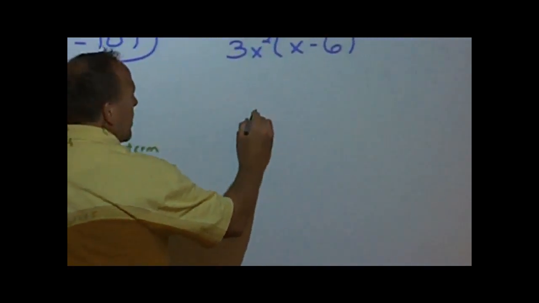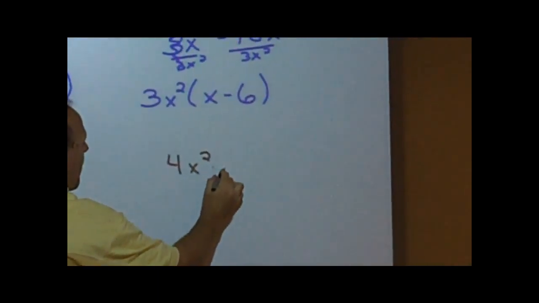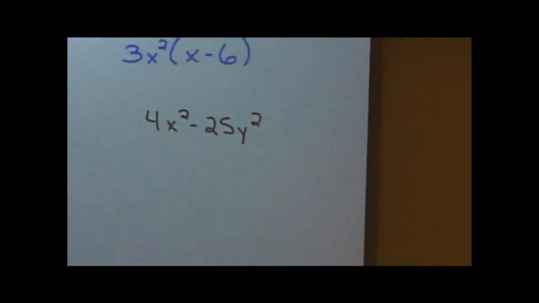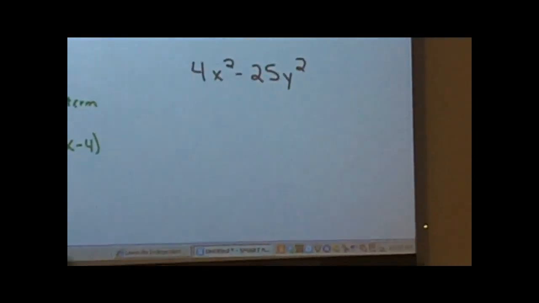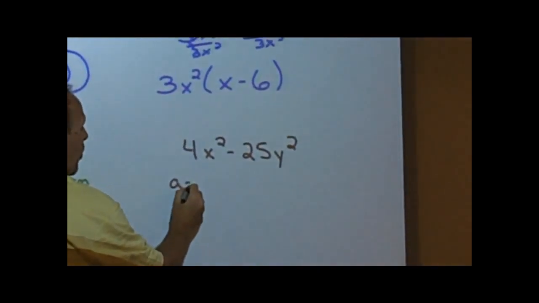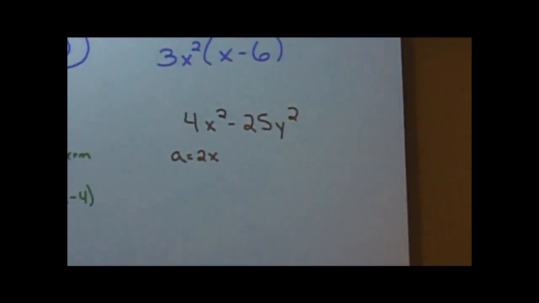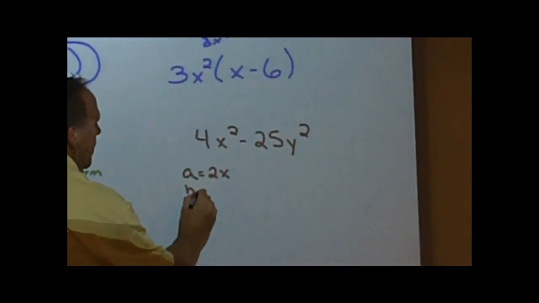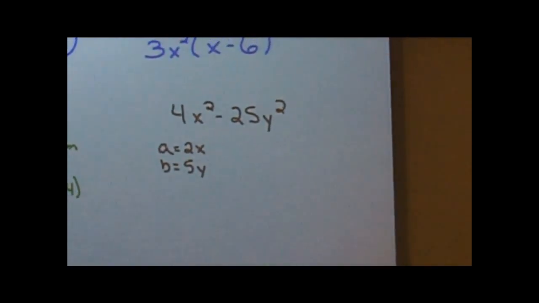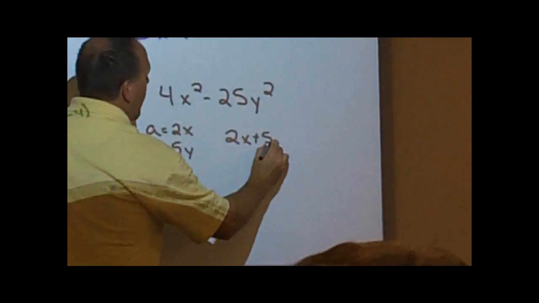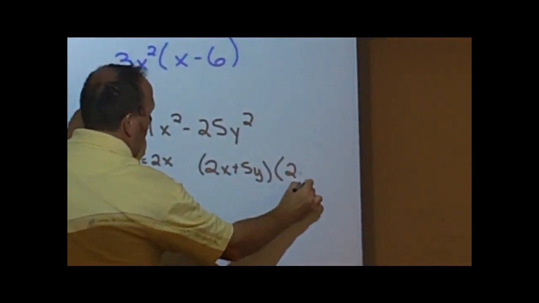What about this? What if I have 4x squared minus 25y squared? Well, some people say, well, they both have variables. Well, that's okay. Remember, subtraction sign, yes. Do I know the radical of each term? Yes, I do. What's my a value? 2 what? 2x. It's not 2, it's 2x. What's my b value? 5y. So now I break that down into what? 2x plus 5y and 2x minus 5y.